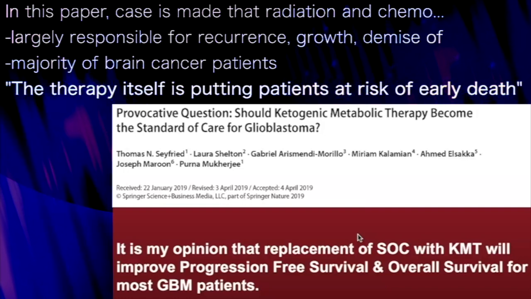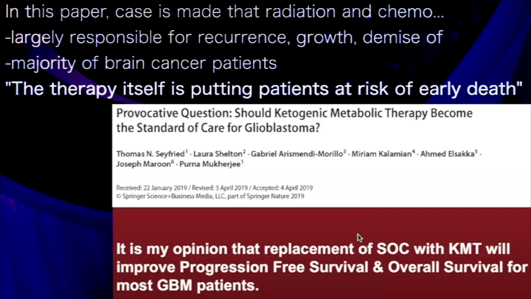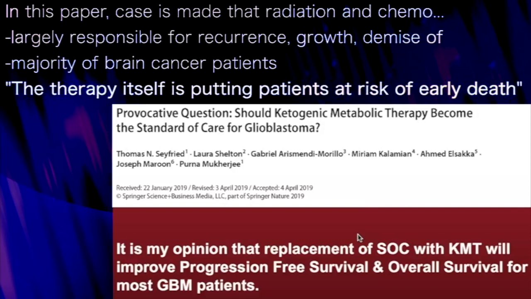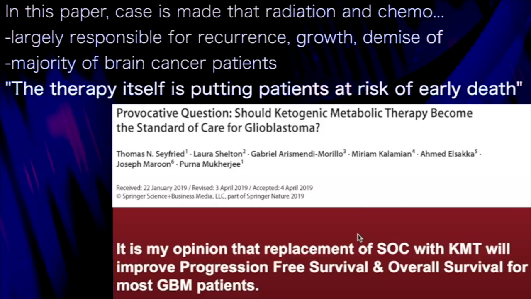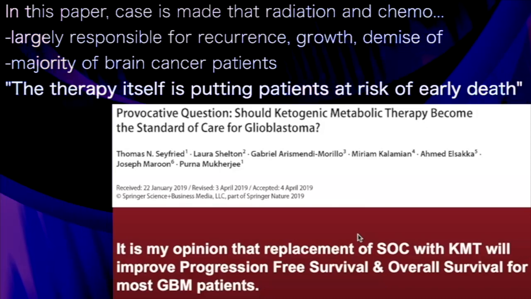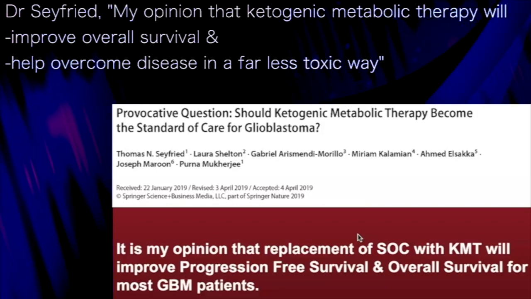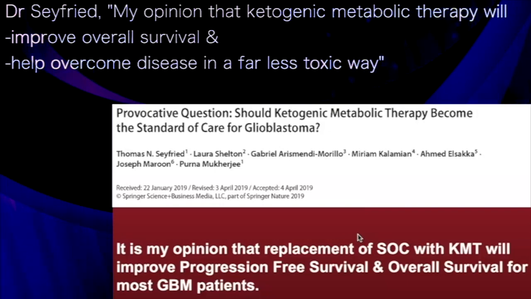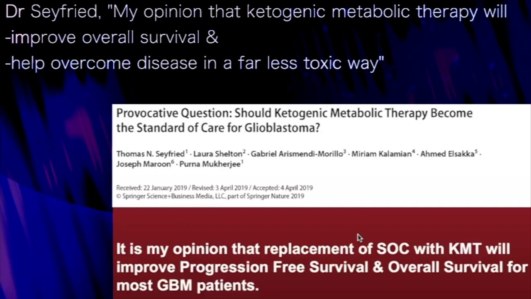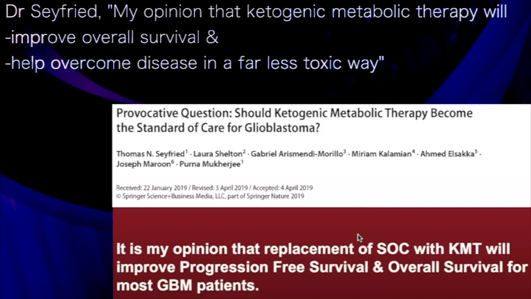And what we did here is we outlined in no uncertain terms how the current use of radiation and chemo is largely responsible for facilitating the recurrence, growth, and demise of the majority of brain cancer patients. So it's the therapy itself that's putting these poor patients at risk for early and rapid death. So it is my opinion that replacement of standard of care with ketogenic metabolic therapy will not only improve progression-free and overall survival, but also help these patients to overcome their disease in a far less toxic way.